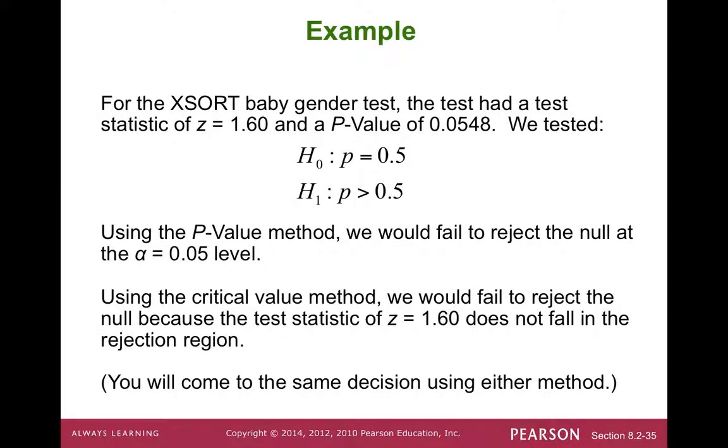All right, so coming back to our example here, using the p-value method, we would fail to reject the null at this significance level, 0.05. And using the critical value method, we would fail to reject the null because our test statistic of 1.6 does not fall within that rejection region. So either way, you should come to the same conclusion. Because again, our p-value that we calculated here was 0.548. Anyway, those are our two methods, our p-value method and our critical value method.